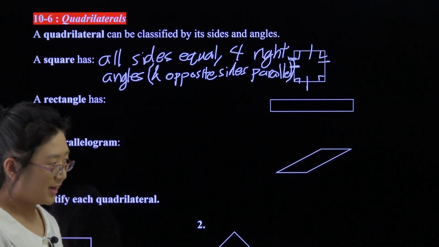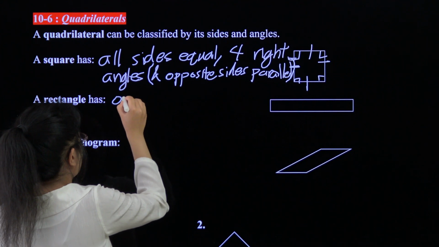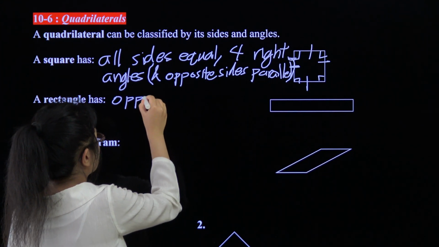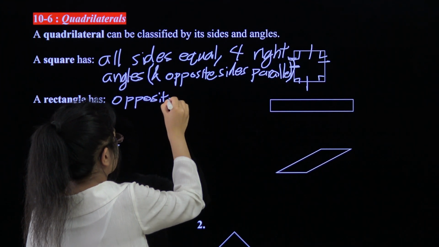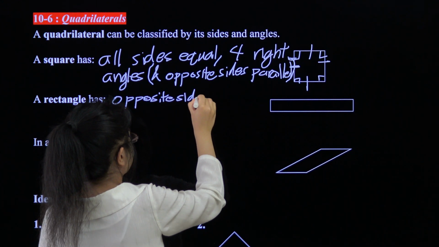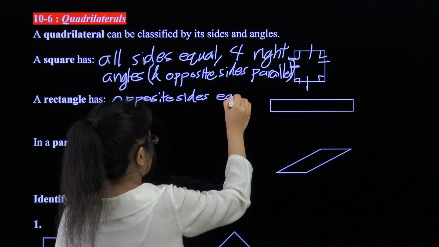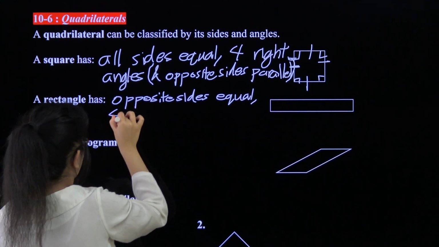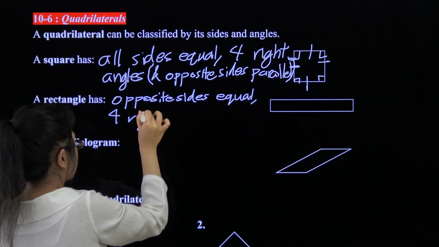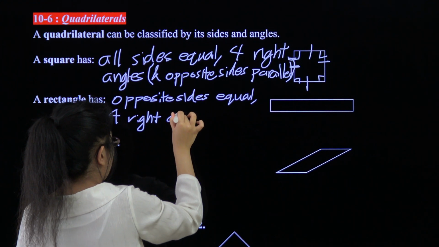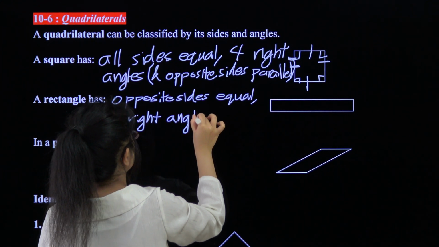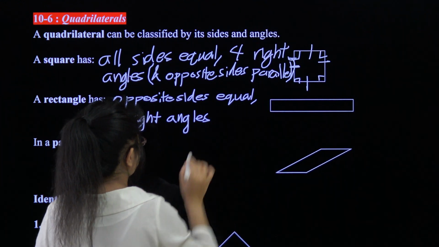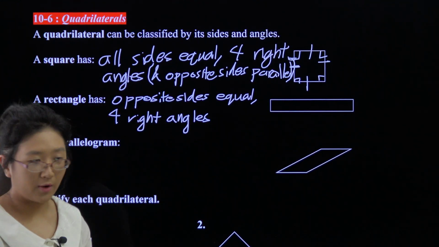A rectangle has opposite sides equal, and four right angles. And if you were in a higher grade, opposite sides parallel.